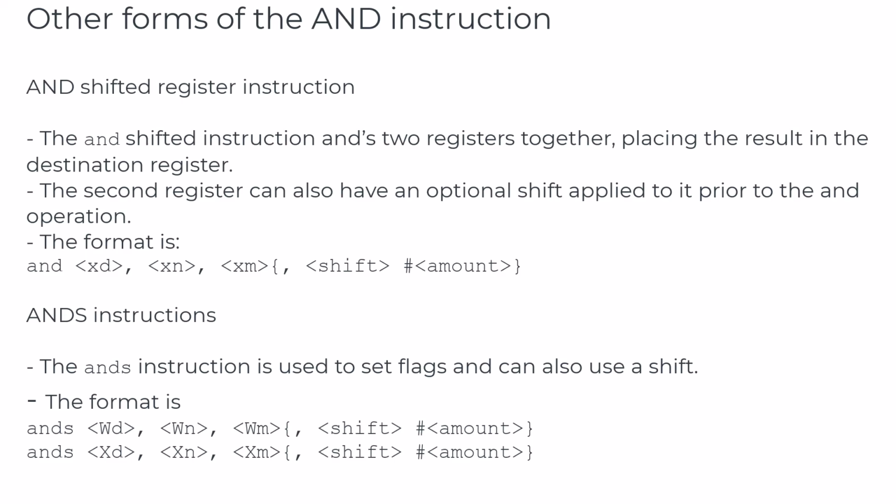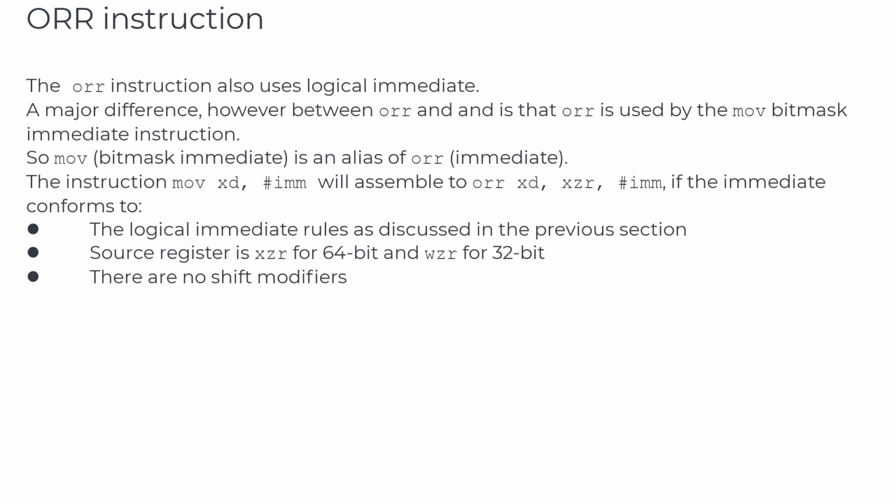The ANDS format is similar to the ADDS instruction that we talked about earlier, near the beginning of this video tutorial. The instruction is used to set the flags, and it can also use a shift if you want. The next instruction to look at is the OR instruction. And the OR instruction, like the AND, can also use logical immediate.